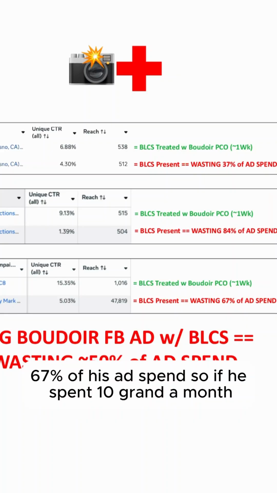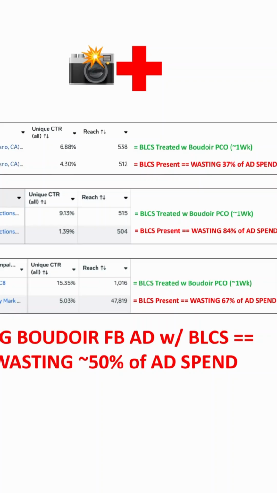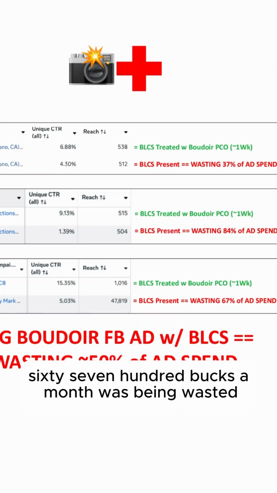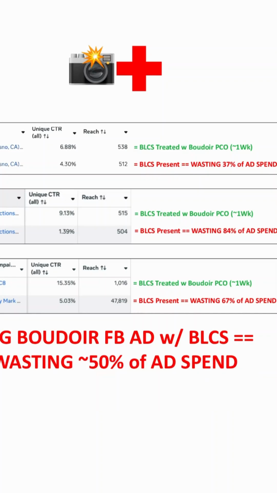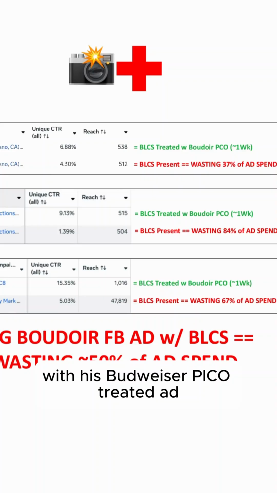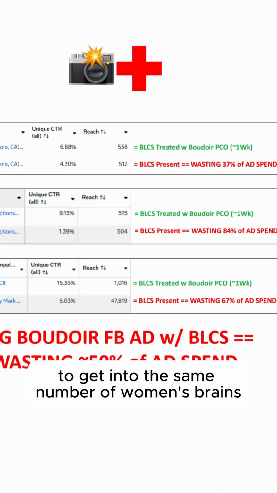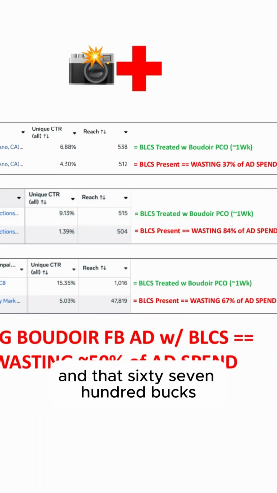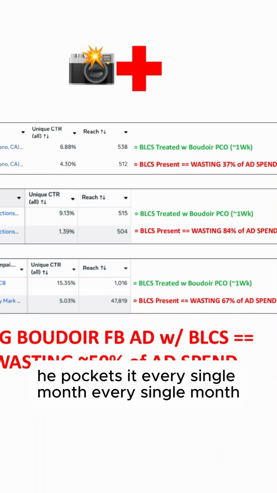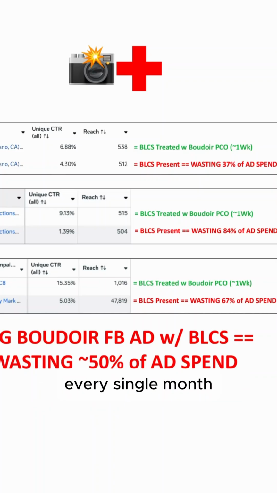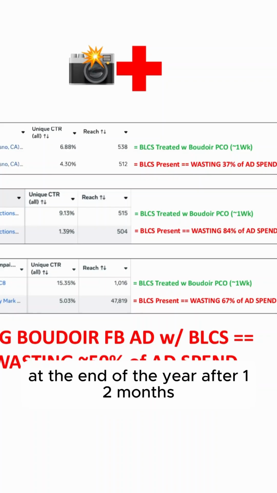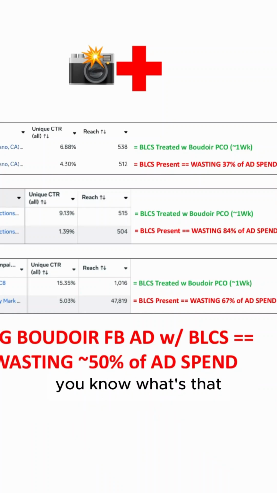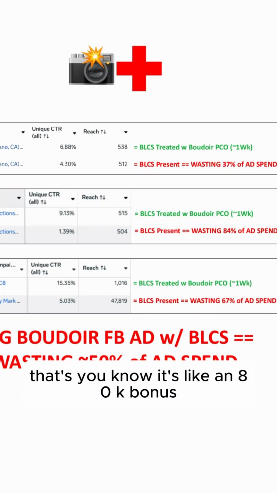So if he's spending 10 grand a month, $6,700 a month is being wasted. So now he only needs to spend $3,300 a month with his Boudoir Pico treated ad to get it into the same number of women's brains. And that $6,700 he no longer has to spend. He pockets it every single month. Kind of like a Boudoir Pico phantom bonus. And at the end of the year, after 12 months, that's like an 80K bonus.